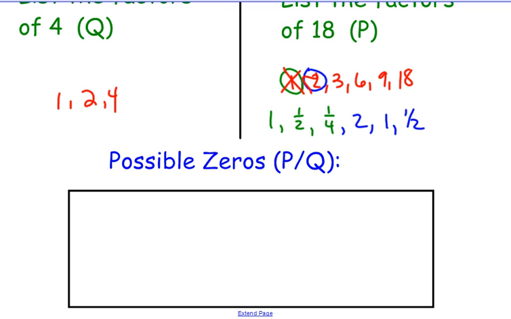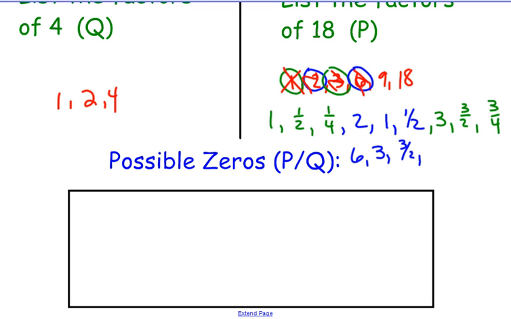Okay, that one's done. I'm going to go to this 3. 3 divided by 1 is 3. 3 divided by 2 is 3/2. 3 divided by 4 is 3/4. This one's done. 6, coming down over here. 6 divided by 1 is 6. 6 divided by 2 is 3. 6 divided by 4 is 3/2.